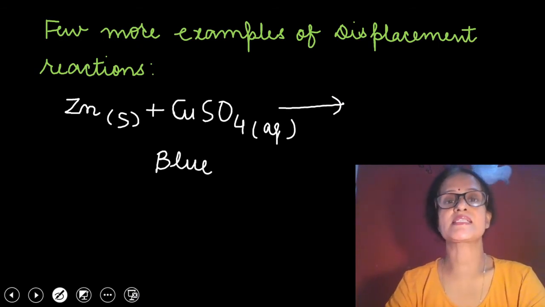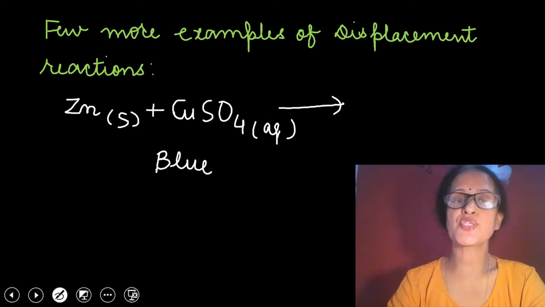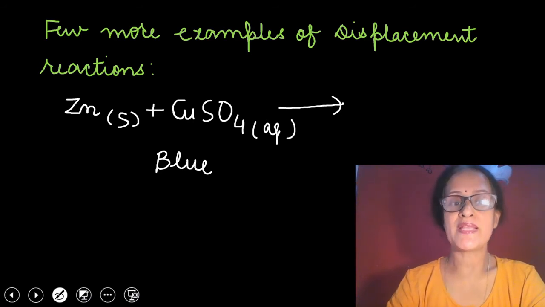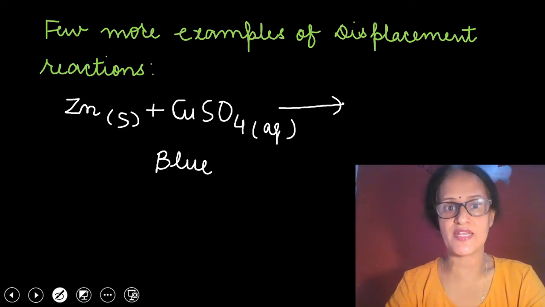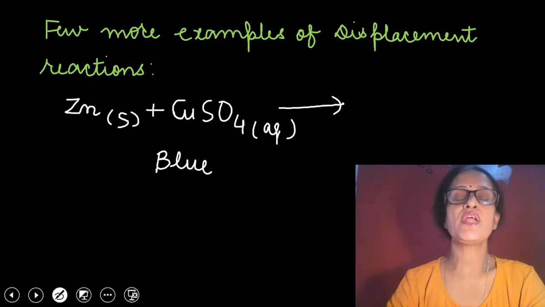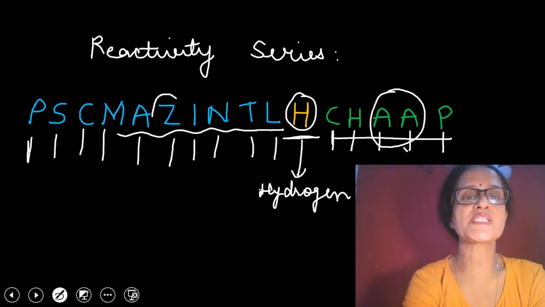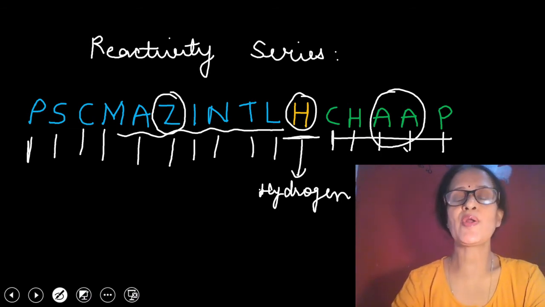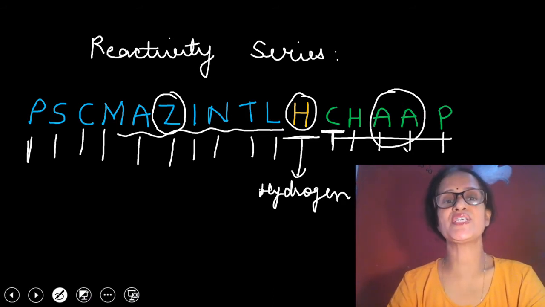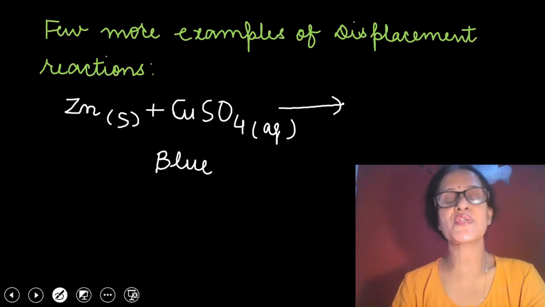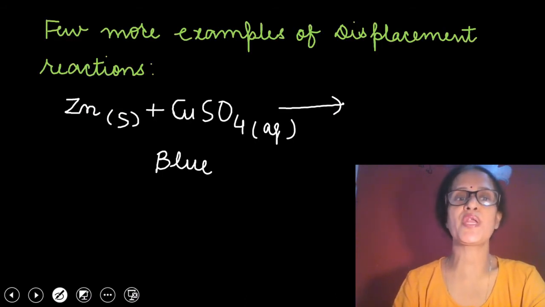So when zinc is treated with copper sulfate solution, you have to think whether the reaction takes place or not. For that, you have to look at the reactivity series. I am going back to the previous slide to see where is zinc and where is copper. So you can see here zinc is here, which is written by the letter Z, and copper is present after hydrogen, after H. So now it is clear to you that zinc is more reactive than copper. So definitely this reaction will take place because zinc is more reactive than copper.